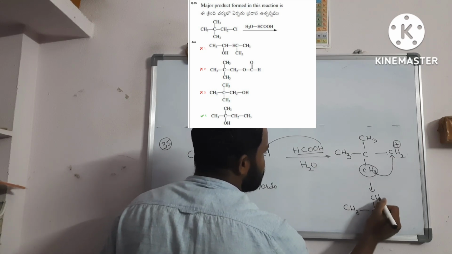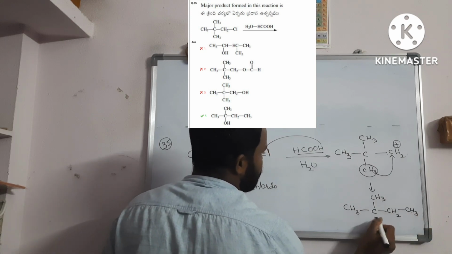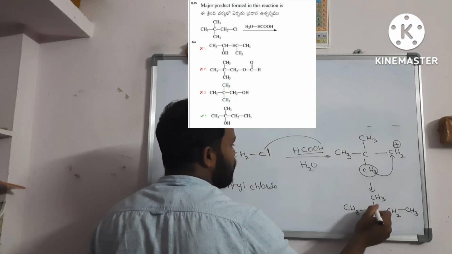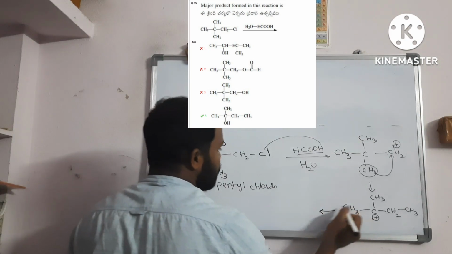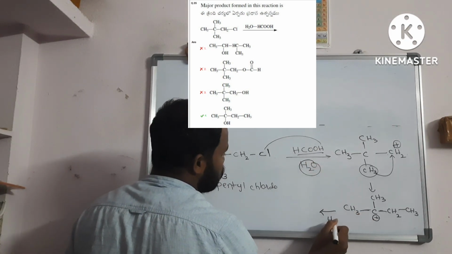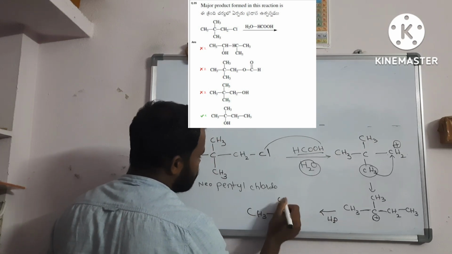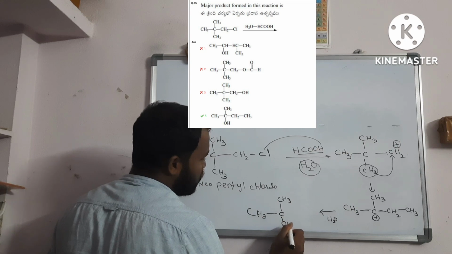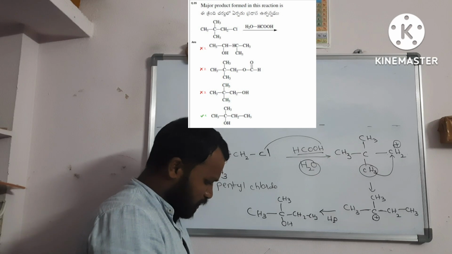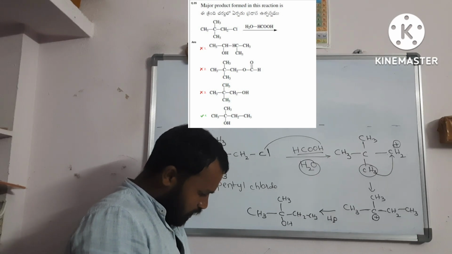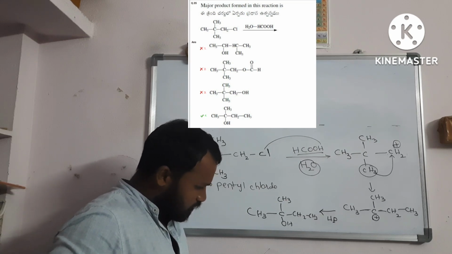You can write the structure to get the stability. You will get CH3, CH2, then CH3, and here you will get a plus, that is a tertiary carbocation. This is the tertiary carbocation, and that was the primary carbocation. By the addition of water, you will get OH here. So the answer is CH3 CH3 OH here, CH2 CH3. So this is our option, CH3 CH3 OH CH2 CH3, right? This option number 4 is correct.